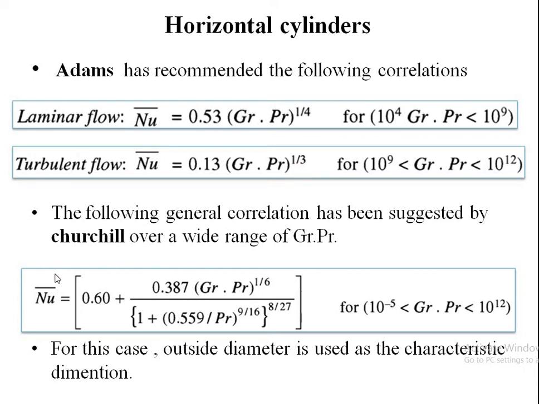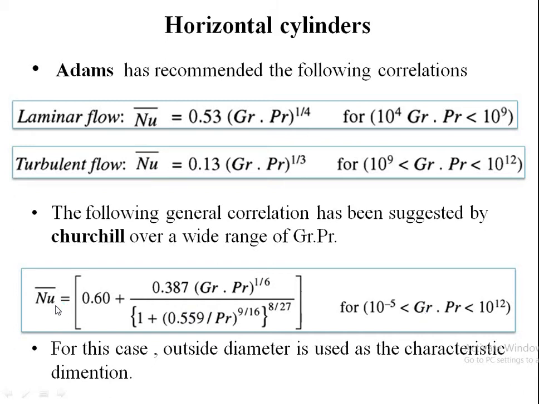Now, Churchill also provided the correlation for the horizontal cylinder. Here, this relation we can use between 10 raised to minus 5 to 10 raised to 12. The product should be between 10 raised to minus 5 to 10 raised to 12. So this is the wide range of the product of Grashof number and Prandtl number. So over the wide range, we can use the Churchill and Chu equation.